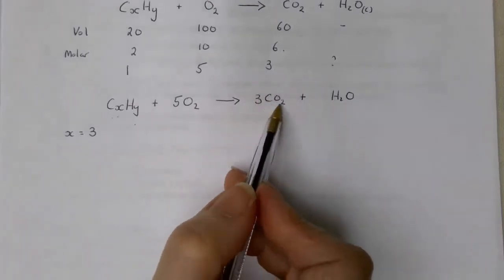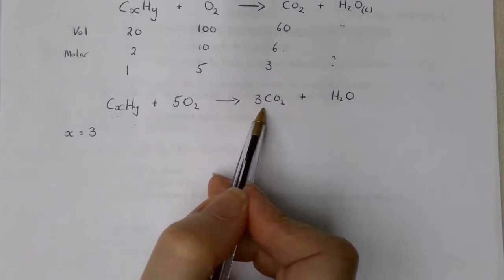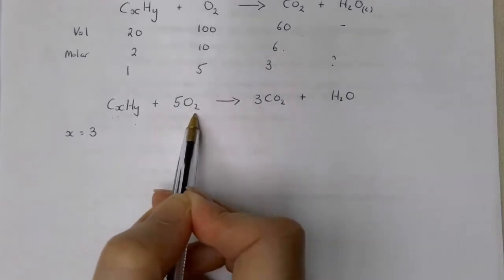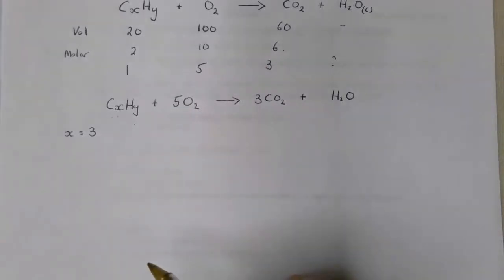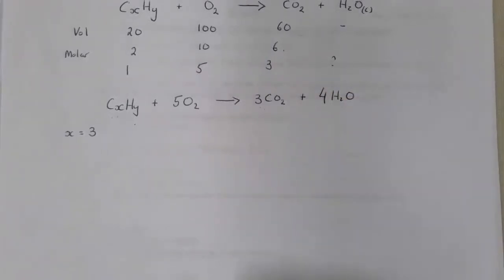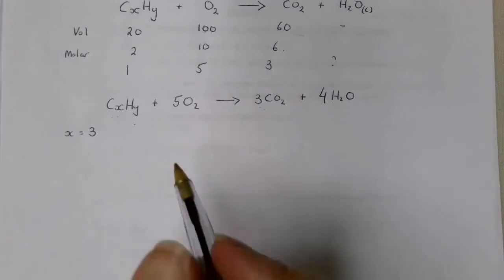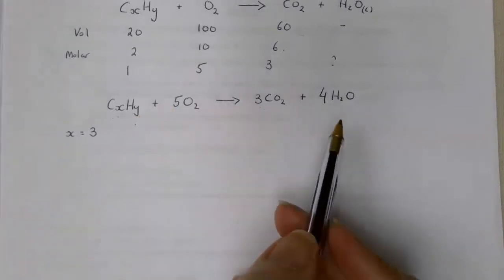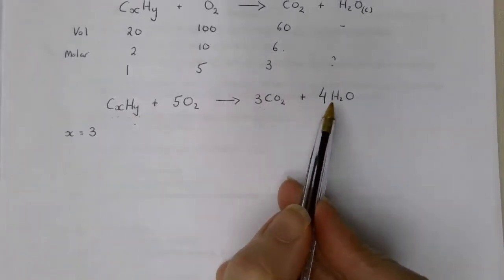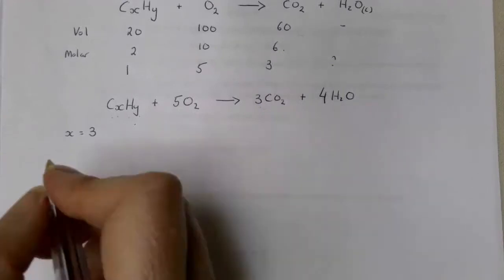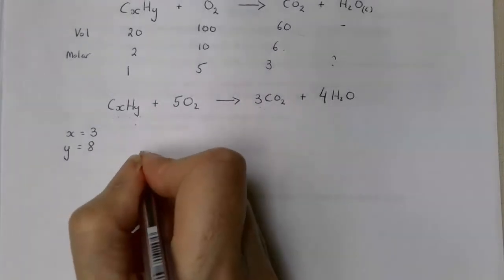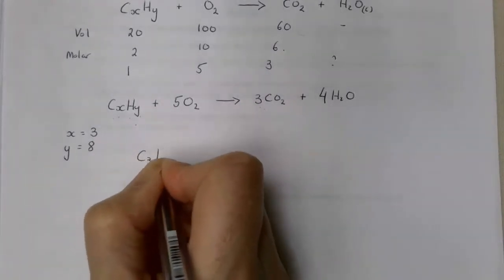Now in total here I have 6 oxygen atoms, 3 2s are 6, but I've got 10 oxygen atoms here. So I've got 4 oxygen atoms left over. So therefore I must have 4 waters. Now I can work out what Y is, because all of the hydrogen in the water has come from my hydrocarbon. So I have 4 waters, which makes 8 hydrogens, so Y is equal to 8. So my hydrocarbon is C3H8.